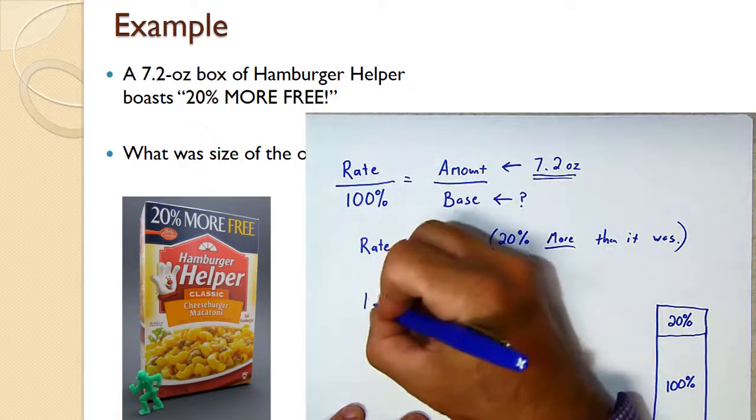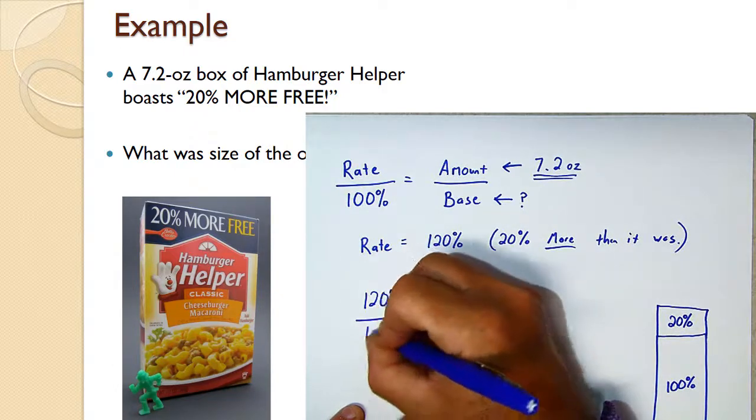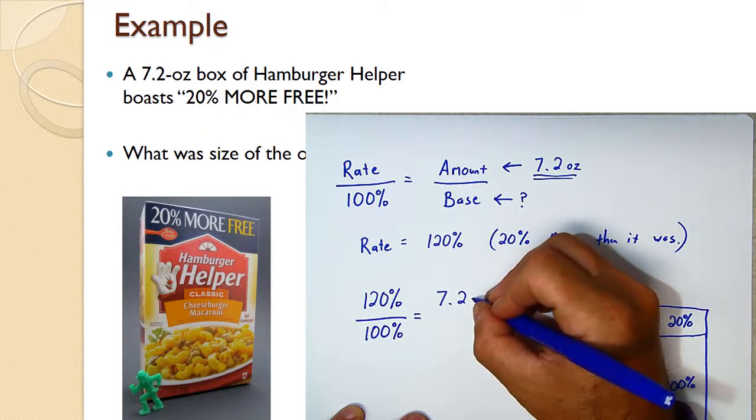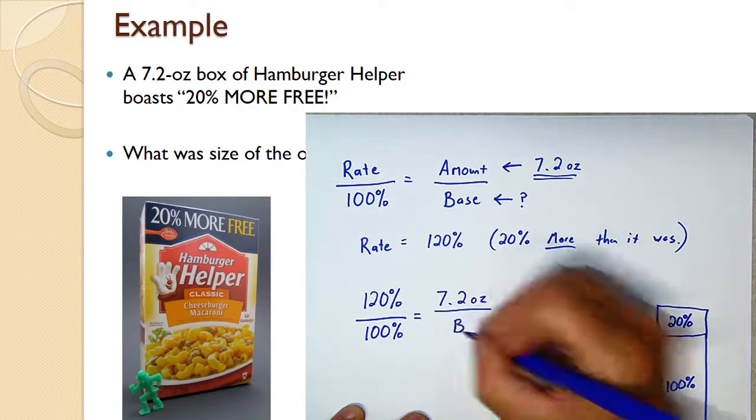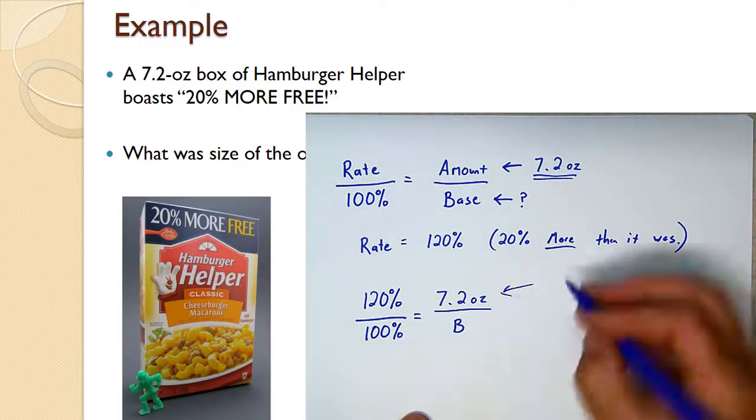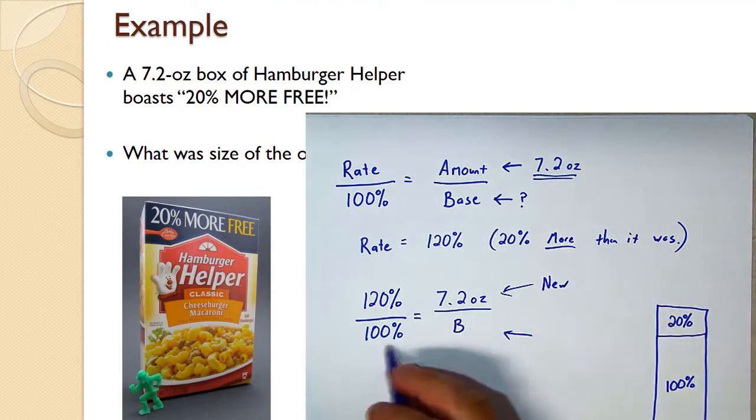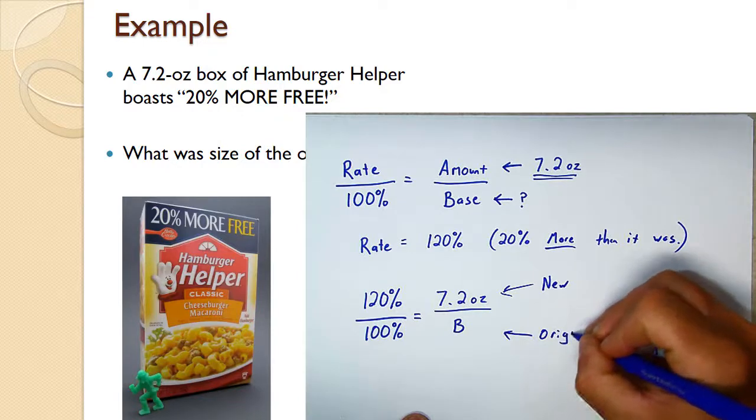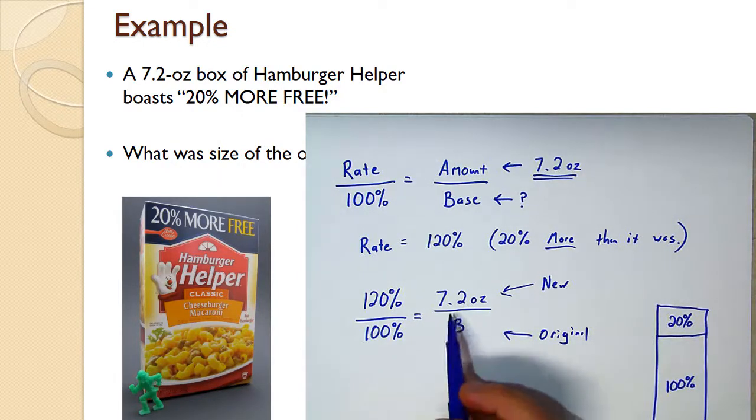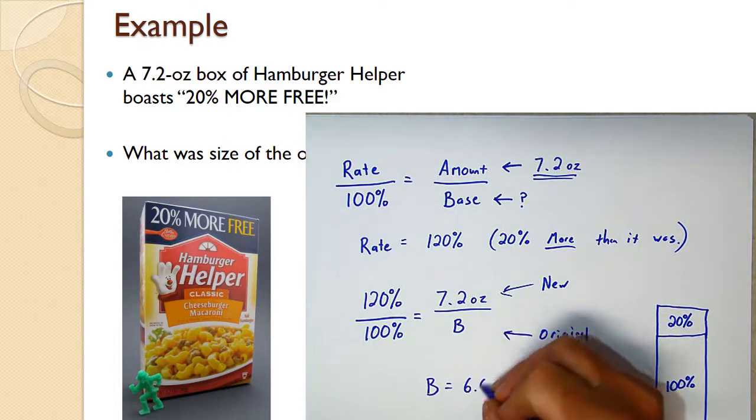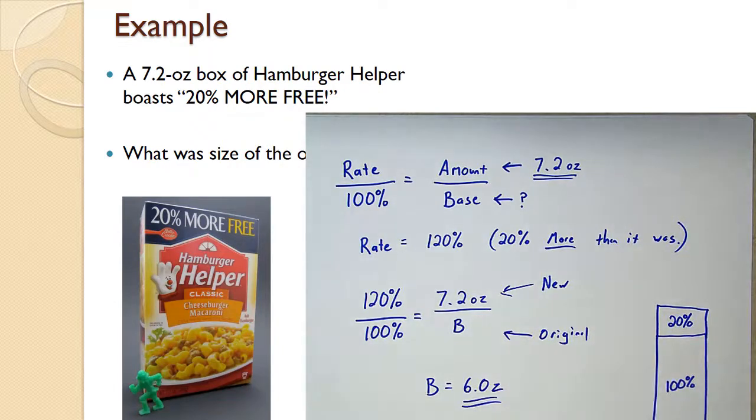If we fill those into our proportion, we get 120% over 100%, and that's equal to 7.2 ounces over our base, which we'll call B. And so we could say here that the top values are all of our new amounts for the new box, and the bottom numbers, 100% and the base, that was our original box. Now you could take your calculator, take 7.2 times 100 and divide by 120, and you're going to get, no surprise, 6.0 ounces, the same answer we got using the formula a minute ago. So the method you use, that's up to you, but in any case you should get 6 ounces.